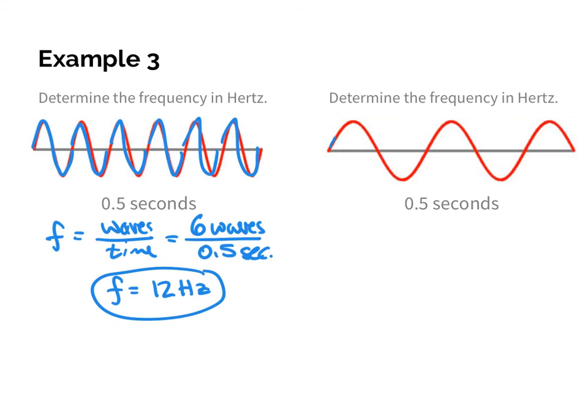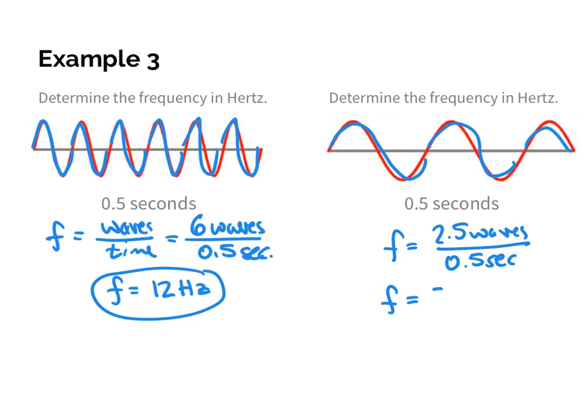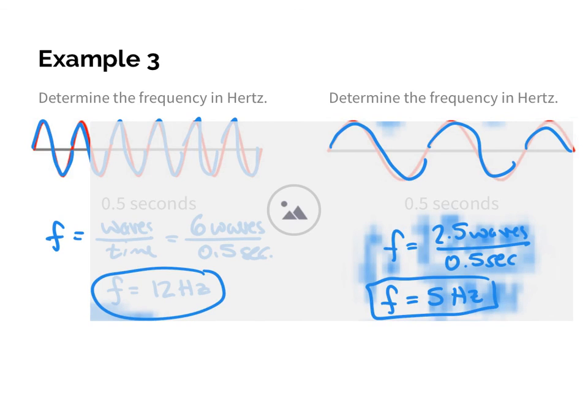Okay, same thing here. Again, I have 2.5 waves. So my frequency would be 2.5 waves in a time frame of 0.5 seconds. So if I take 2.5 and divide it by half a second, my frequency here would be 5 hertz. So notice that when I have more waves in a given amount of time, I get a larger frequency.